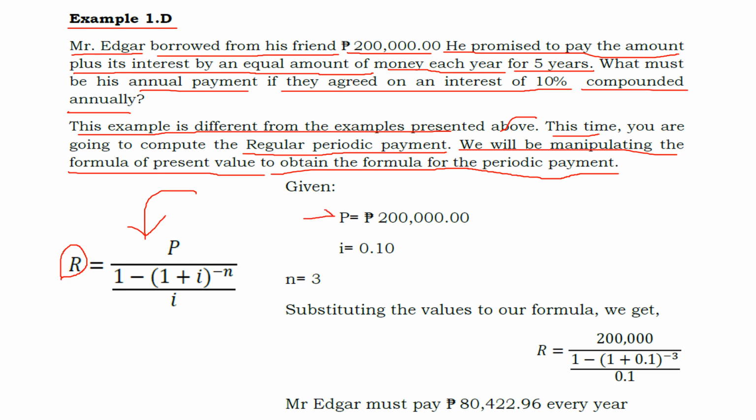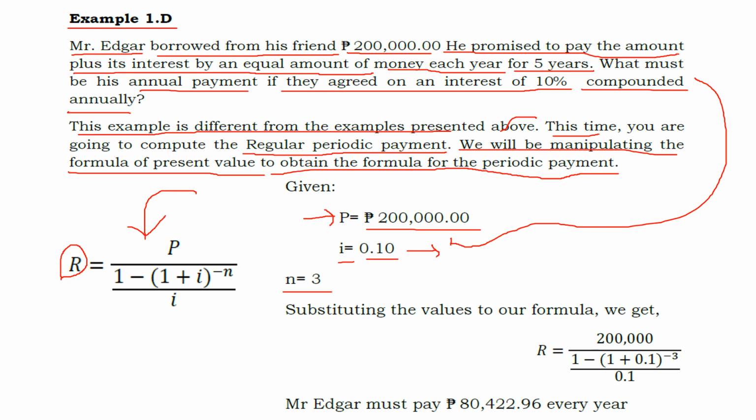For the given values, your P is equal to 200,000 pesos and your i is equal to 0.10 because it is 10% compounded annually. So we don't need to divide this by 12 because it's already compounded annually. If that is compounded monthly, we divide it by 12. But since it is compounded annually, you don't need to divide the 0.10 by 12. So we adopt the 0.10 as the value of your i, or rate of interest. For the value of n, that will be equal to 3.